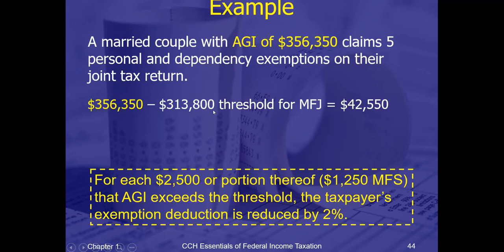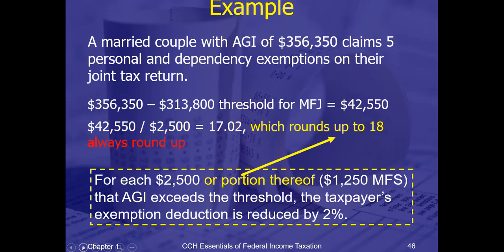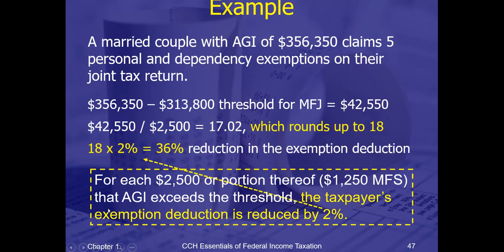They're over the threshold by 42,550. Divide that by 2,500, you get 17.02. Normally you think, oh, I will round that to 17. Not in the tax law in this scenario. It says for every 2,500 or portion thereof. That means you have to round up no matter what. 18 times 2, 36% reduction.